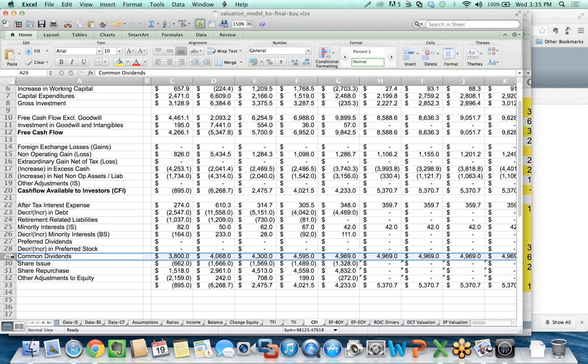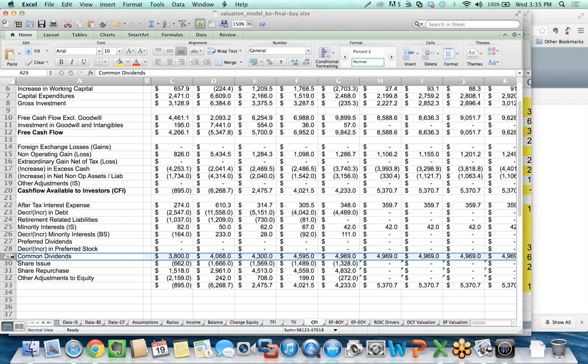But I think it goes back to their competitive advantage. They're really good at what they do, and I think they are positioned in markets that have some growth potential going forward. So I am more on the buy side of Coke, and I think that is going to be the choice I'll make for my final recommendation.